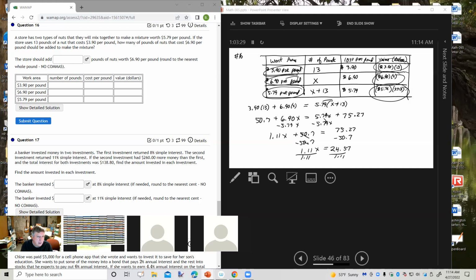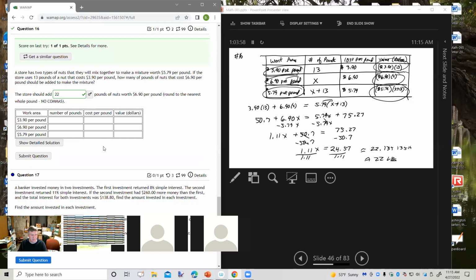Oh. It says round to the nearest whole pound. Here's what I came up with: 22.135, yada, yada, yada. So that would be 22 pounds. Okay. So let's see. We'll put in 22 pounds and see what happens. All right.